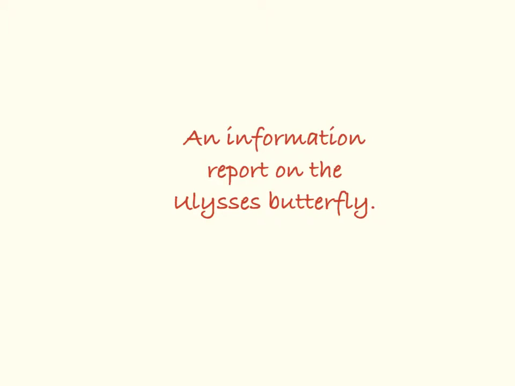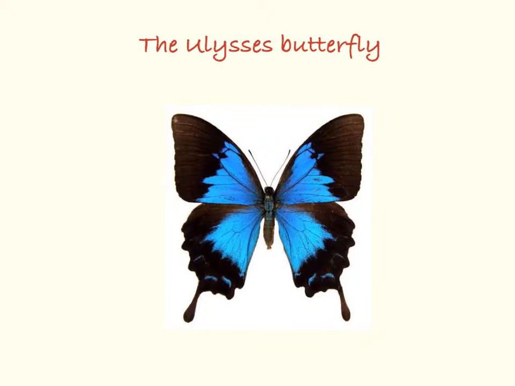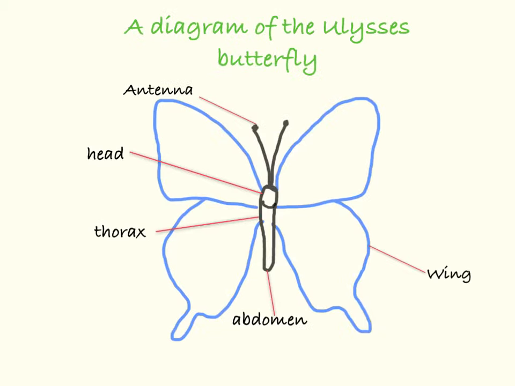As you can see, the report that I have created is about the Ulysses butterfly, an information report on the Ulysses butterfly. My second slide is a picture of the Ulysses butterfly, where I researched the picture in Google Images and inserted it into my slide. You'll be doing the same for your mini beast.